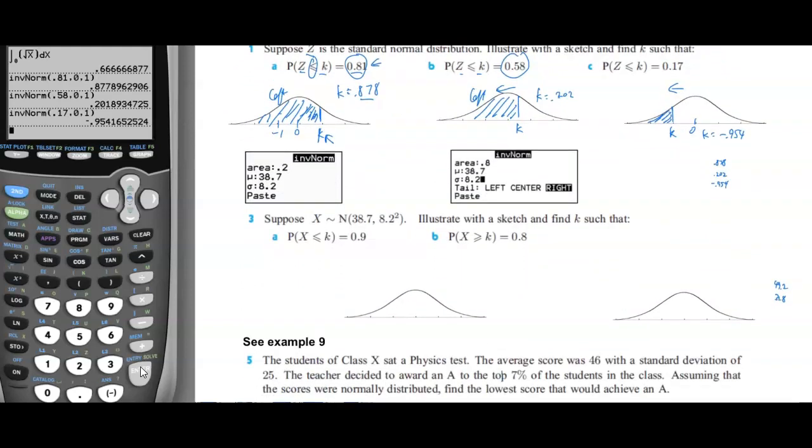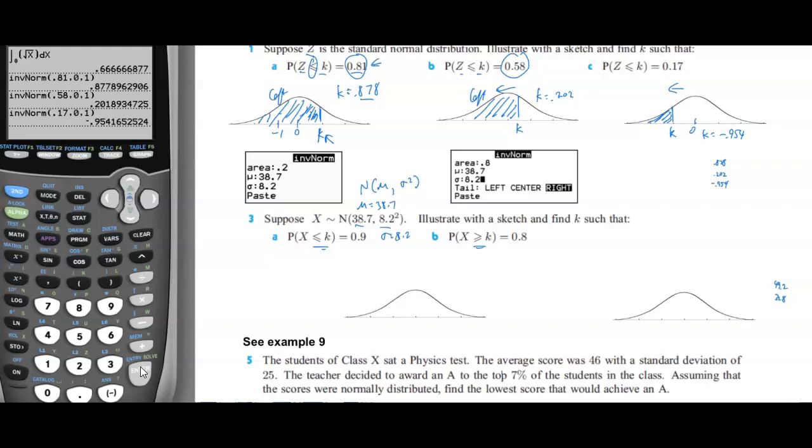In number 3, we're going to do our first right shaded area, but the first one is left shaded. So let's do number 3. Number 3 is a little bit difficult because look, instead of just giving us mean and standard deviation, they give it to us in the normal distribution notation, which basically says that the first value in the parentheses is the mean, and the second value is sigma squared. So here we can see that the mean here is 38.7, and the sigma is equal to 8.2 because the sigma squared is 8.2 squared, right?